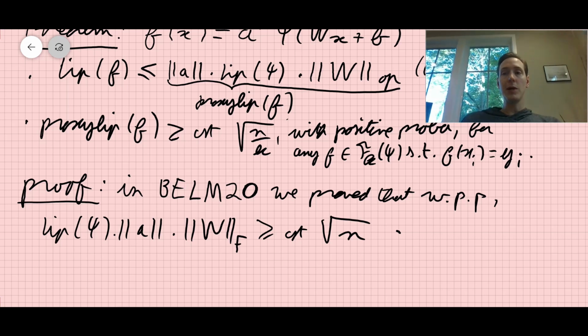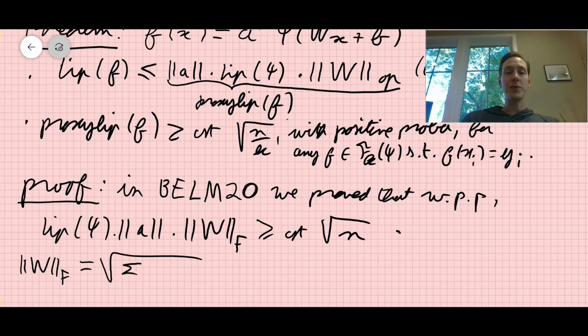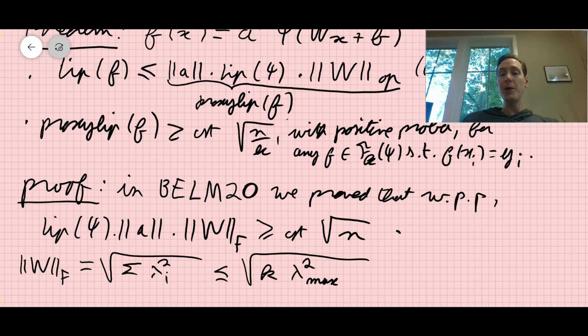And the two are just related by a square root k factor. So let me just show this to you very simply. The Frobenius norm is the square root of the sum of the squared singular values, which is smaller. Notice that W is of rank k because we have only k neurons. So this is smaller than square root k times lambda max squared. But lambda max, the largest singular value, is the operator norm. So this is square root k times the operator norm of W.